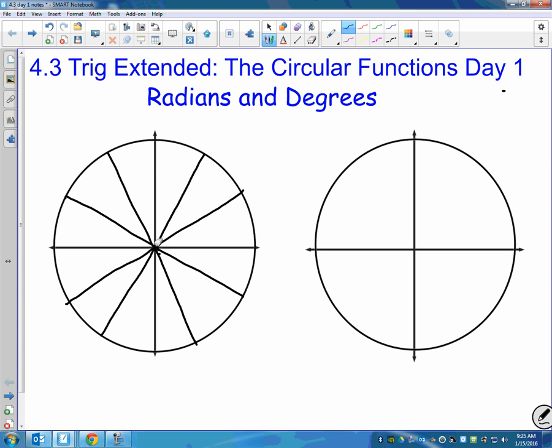So first of all, we're going to do this with degrees, and then we're going to talk about radians. So you're going to write degrees and radians around this, so keep that in mind as you write it. I'm going to write my degrees on the inside, and then I'm going to write my radians on the outside. So this is 0 degrees. Up here is 90 degrees. 180 degrees. 270 degrees.